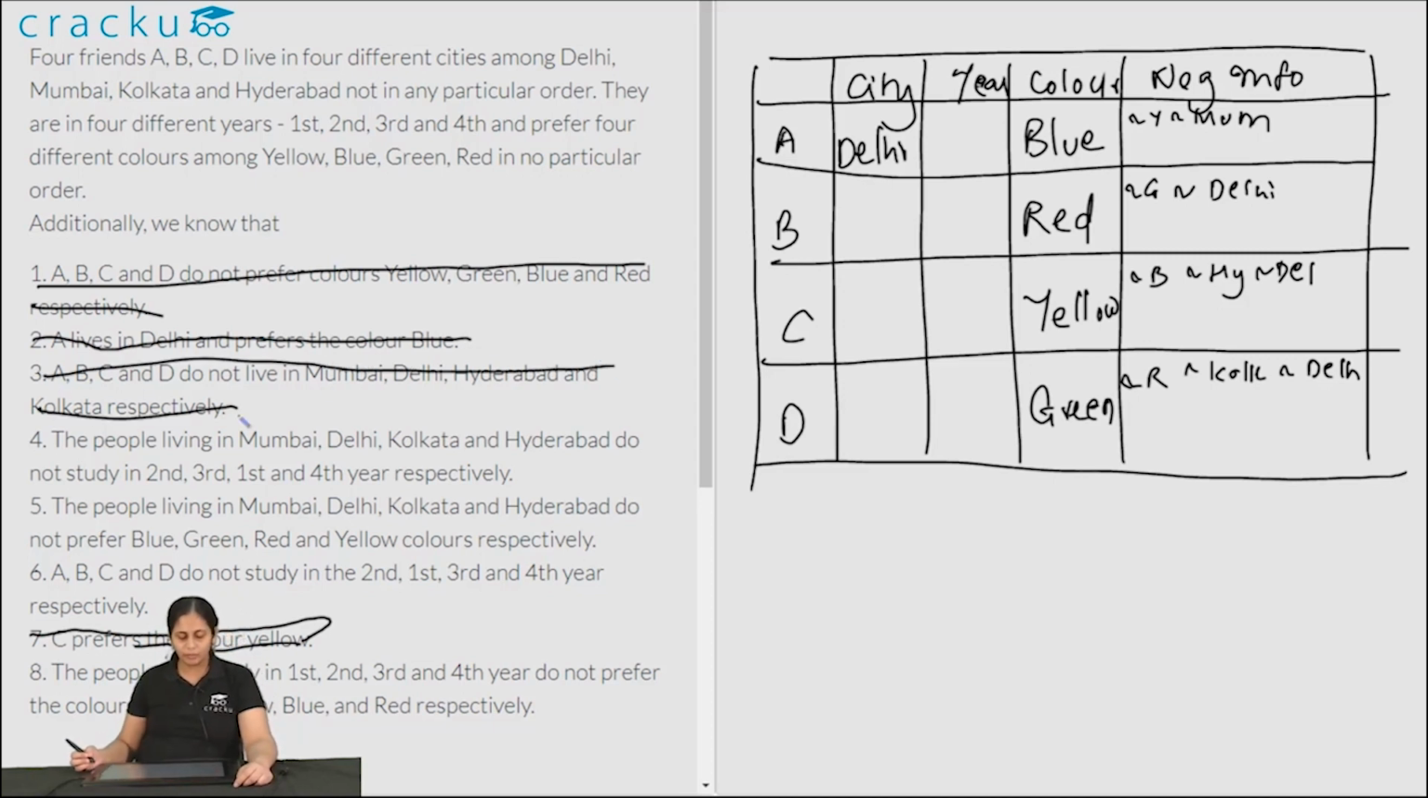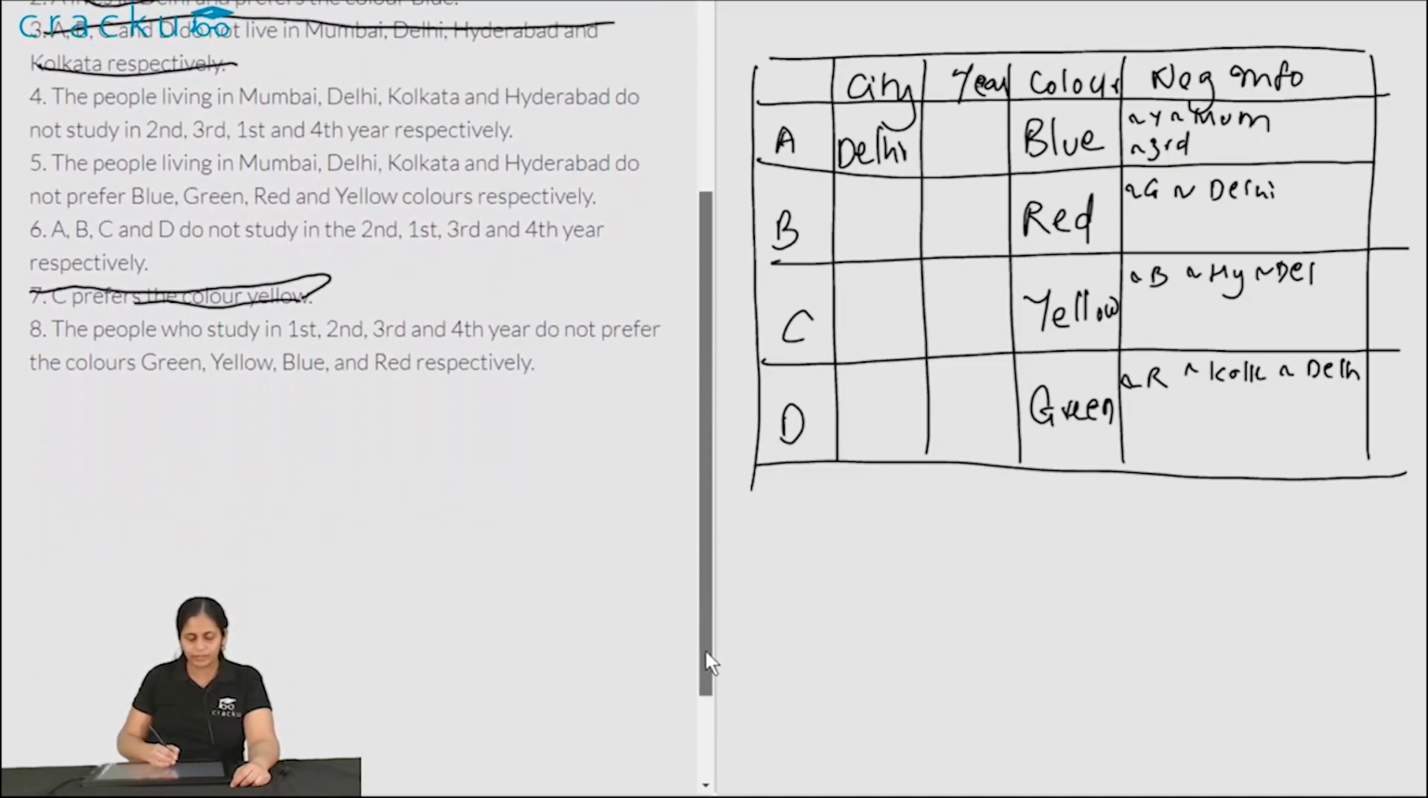The people living in Mumbai, Delhi, Kolkata and Hyderabad do not study in second, third, first and fourth years respectively. Now I just know who is actually living in Delhi, and that person is A. So I know that he is not in the third year. So I can put this information, not third year. Not used up the clue, so I will not erase it.